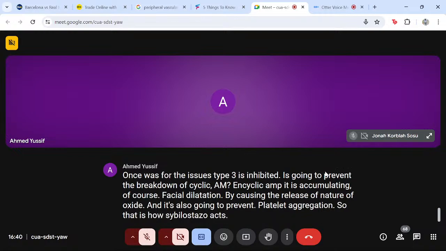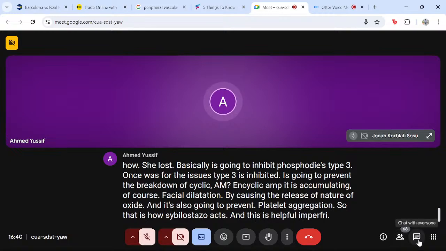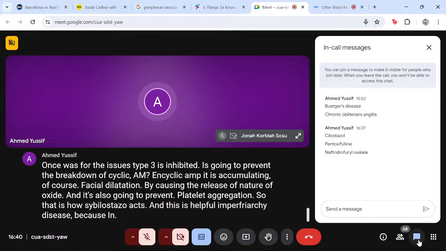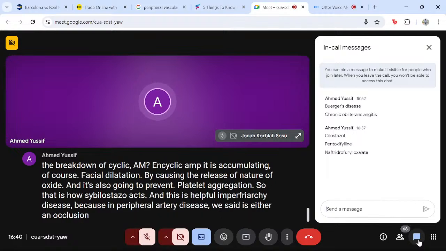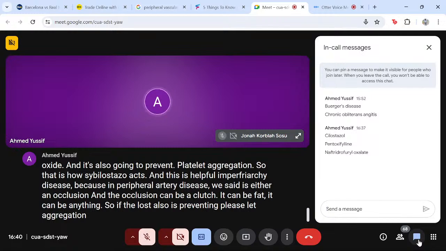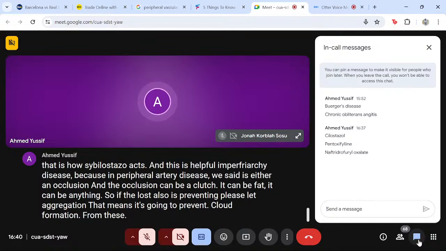And this is helpful in peripheral artery disease because in peripheral artery disease, we said it's either an occlusion. And the occlusion can be a clot, it can be fat, it can be anything. So if cilostazol is preventing platelet aggregation, that means it's going to prevent clot formation from these platelets being aggregated. Then it also has a vasodilatory effect.